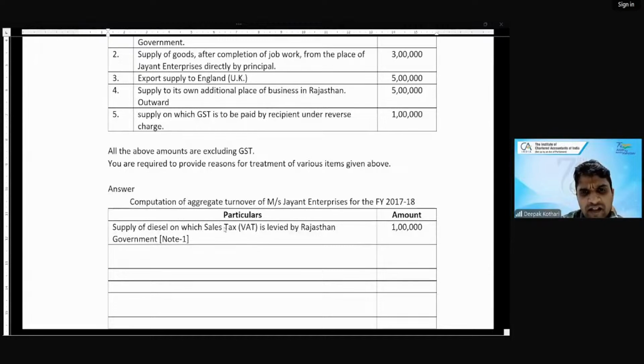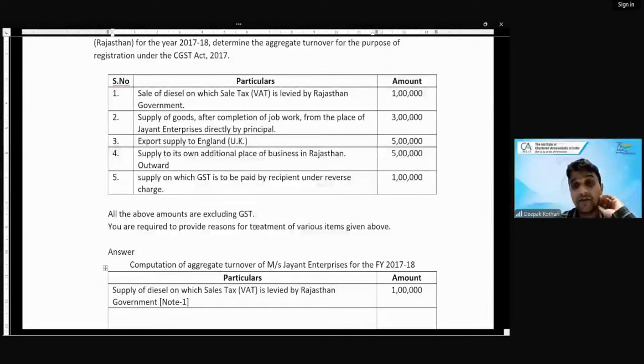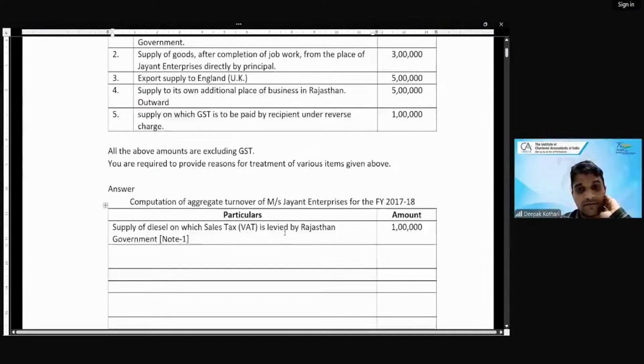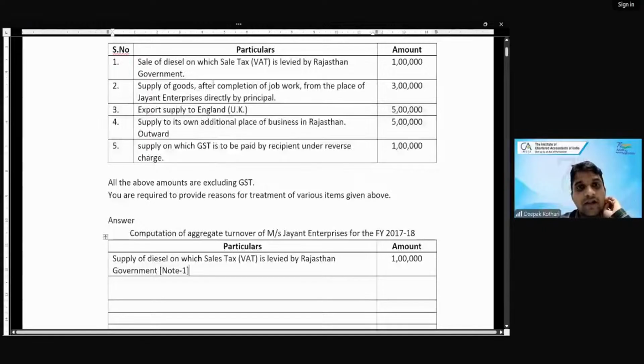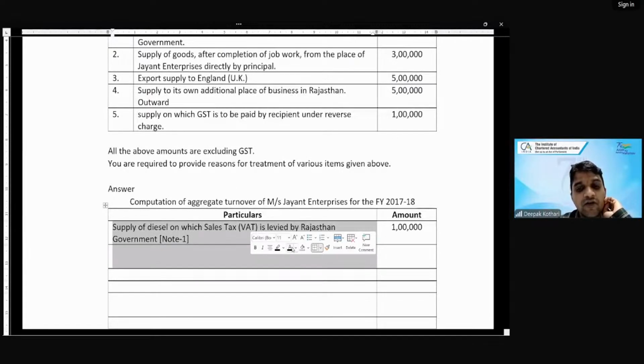Good evening, Pawan and Nidhi Vishwakarma. So we are going to the first question, wherein the question was given that these are the 5 supplies which are made, and we have to calculate the aggregate turnover for the purpose of registration. First one, 1 lakh rupees we will include, right? Second, supply of goods after completion of job work. Should we include this or not?